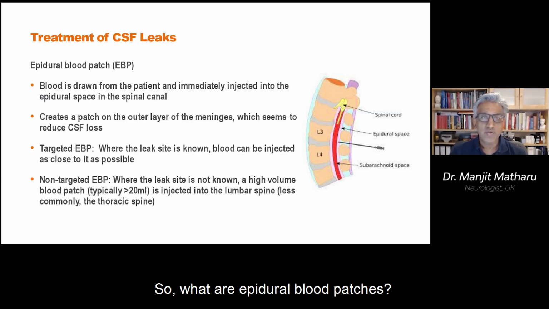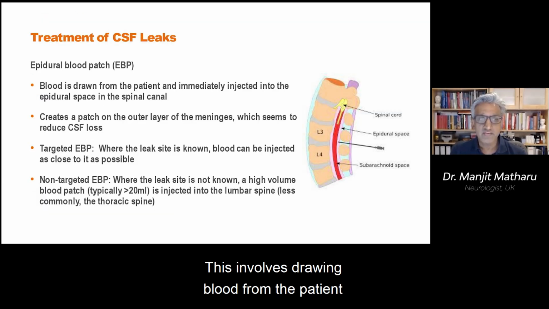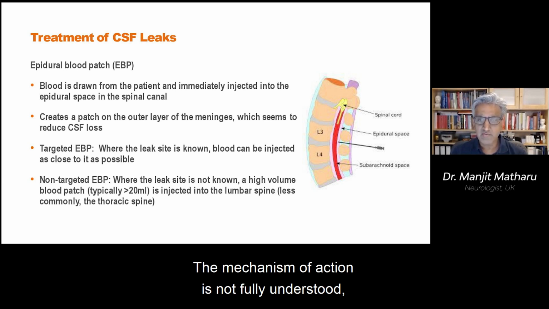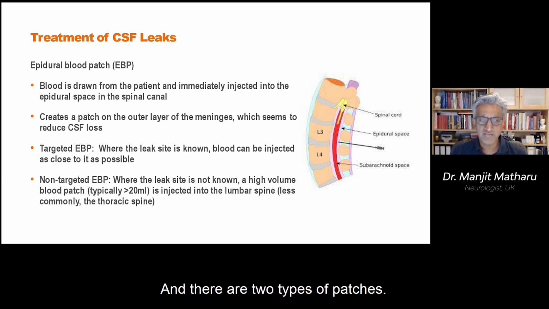So what are epidural blood patches? This involves drawing blood from the patient and immediately injecting it into the space around the spinal canal called the epidural space. The blood is thought to create a patch around the outer layer of the meninges, which then reduces the loss of CSF. The mechanism of action is not fully understood, but what we do know is that these are effective. And there are 2 types of patches.